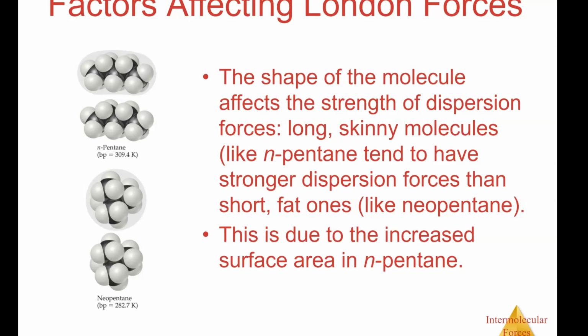So why does it do that? Well, the longer, straight molecules tend to have stronger dispersion forces because of the increased surface area. So these round ones, right? The round ones are less polarizable because they have less surface area. So the greater the surface area, the greater the polarizability.